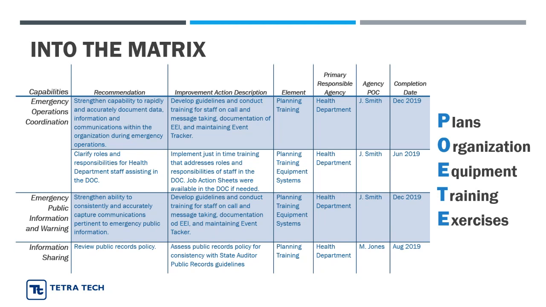Now you look at on the far right side there's a little acronym on a vertical axis, and it says POETI. Typically, all corrective actions fall into one of these categories: plans, organization, equipment, training, and exercises. So that's why it's so important to have the right people there, the senior officials there at the table, who are going to be able to implement these fixes. So let's go to the last part of the presentation, and that's implementation.